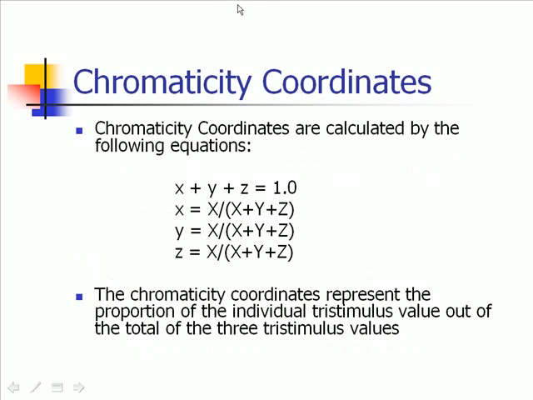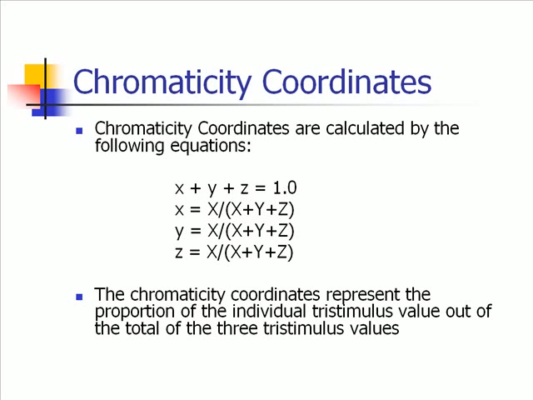X plus Y plus Z equals 1, and then the individual small letters x, y, and z for the chromaticity coordinates are the proportion of each one of those in the total. This should be Y and Z there instead of X. Chromaticity coordinates represent the proportion of the individual tristimulus value out of the total of the three values.